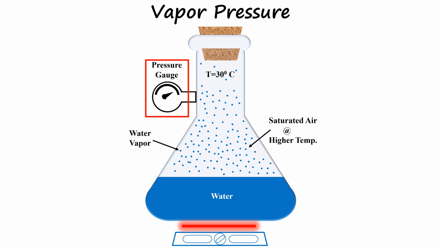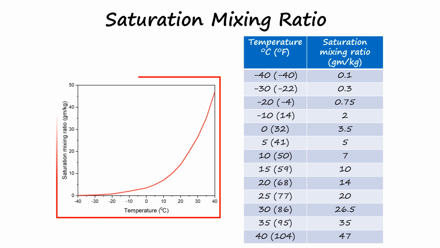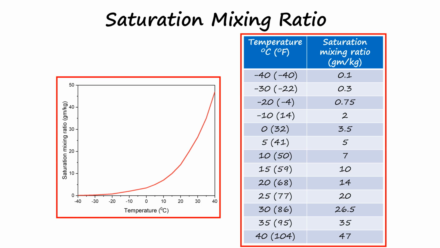I've explained the mixing ratio in detail in another tutorial on humidity, so feel free to check that out too. The graph on the left and the table on the right show how the saturation mixing ratio changes with temperature. For example, at 20 degrees Celsius, the saturation mixing ratio is 14 grams per kilogram. This means that at 20 degrees Celsius, each kilogram of air can hold 14 grams of water vapor before becoming saturated. We'll dive deeper into this in another tutorial. But for now, that wraps up our discussion on vapor pressure.